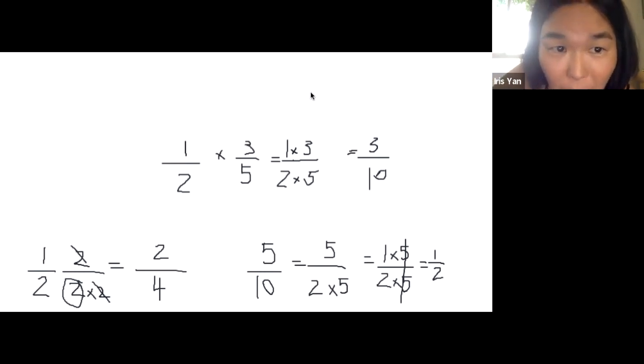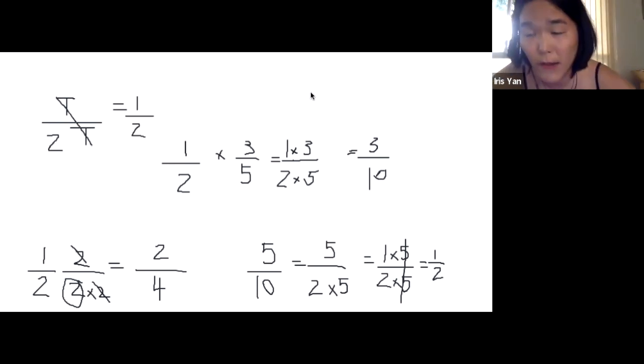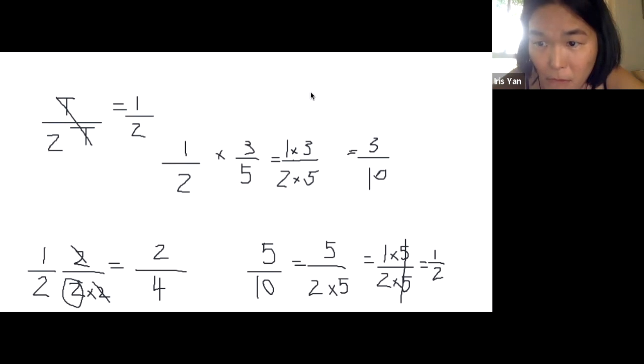When you see something like this, for example, you might see t divided by 2t, right? They don't tell you what t is. But again, you could cancel these, and this will also mean it's still 1 divided by 2. Is that okay? Are there any questions?